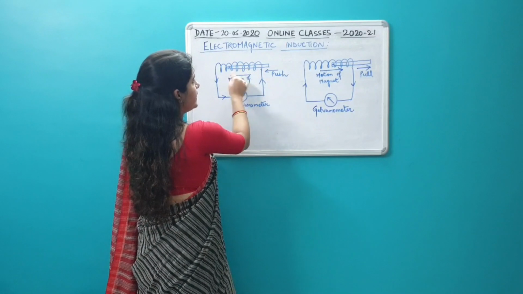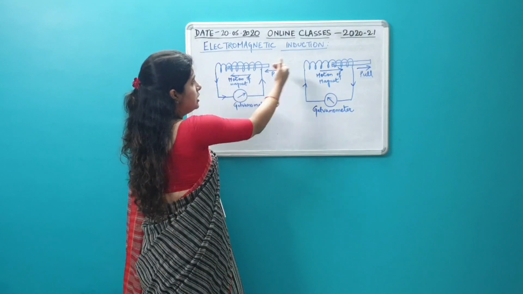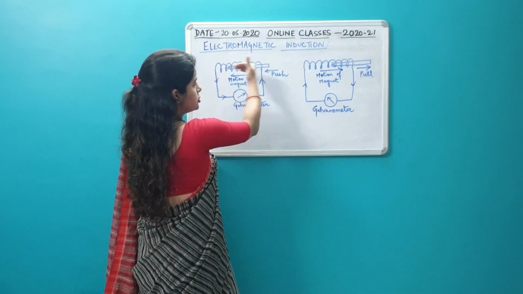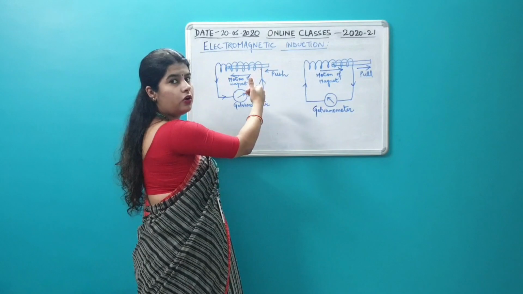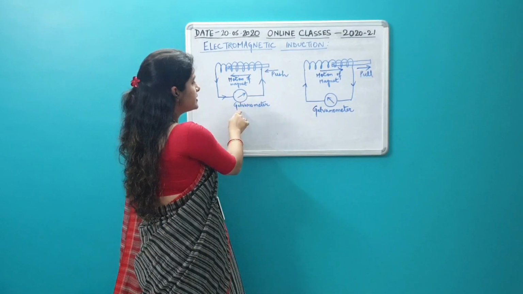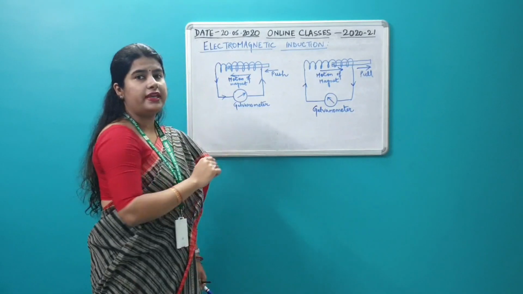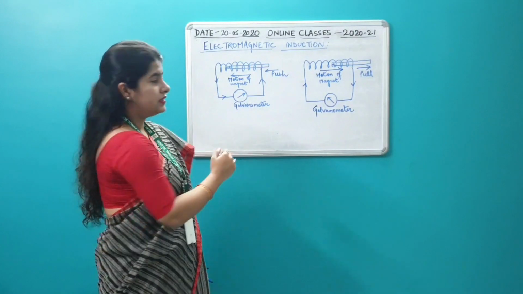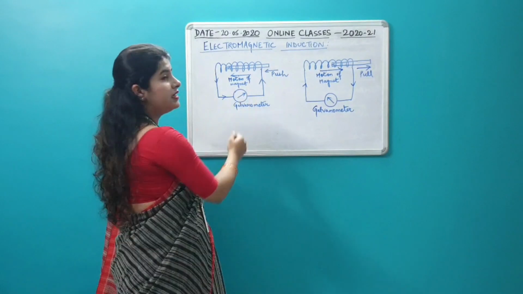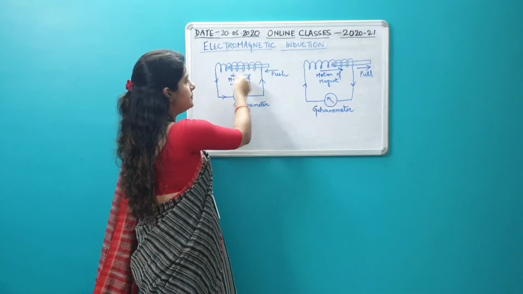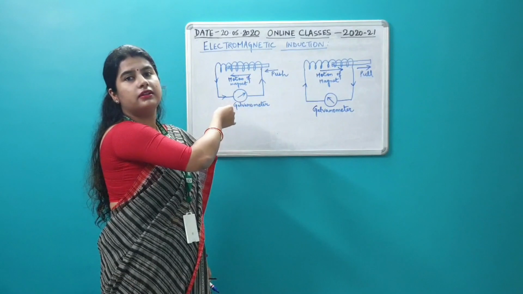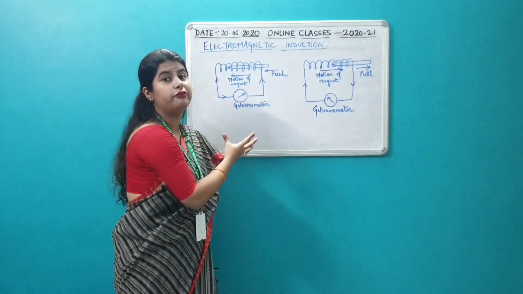And when the north pole of this bar magnet was pushed inside the coil carrying current, this galvanometer was showing a deflection. This deflection was towards the right. So when there was a motion of the magnet, the galvanometer was showing deflection.